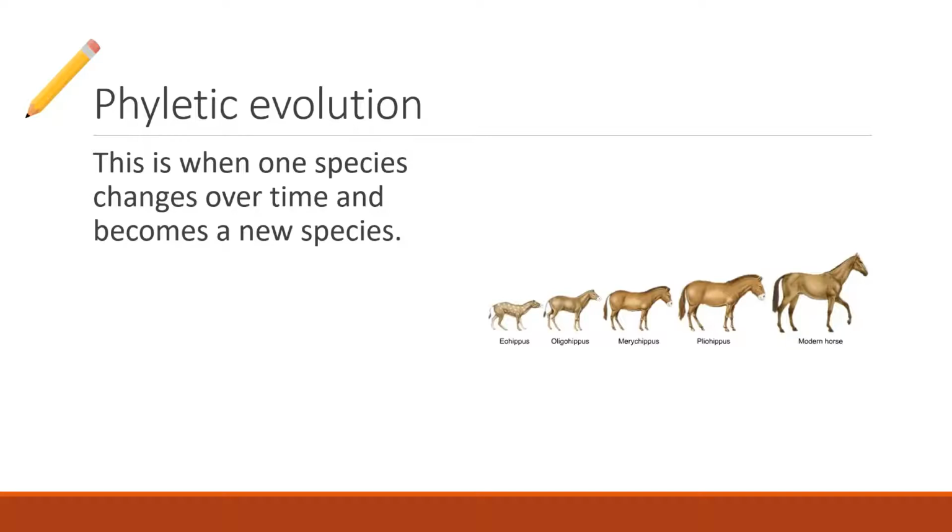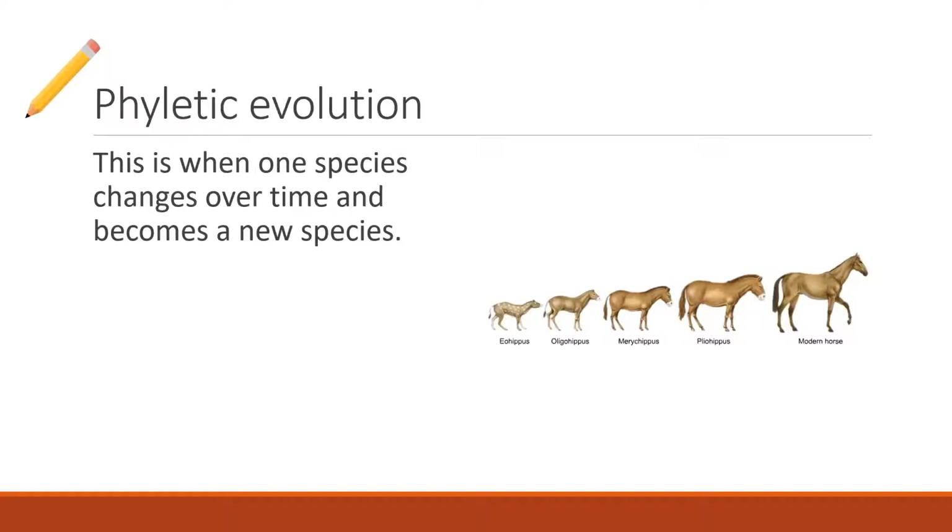So maybe they're trying to avoid getting attacked by predators, and the animals that are moving faster are less likely to get attacked. Maybe because they're taller, they can eat food a bit easier. They have more access to different types of grass and stuff like that, and that's another selection pressure. So that might be some reasons why these things evolved the way they did. But phyletic evolution is just one species changing to another over time, and you can actually see this in fossil records.